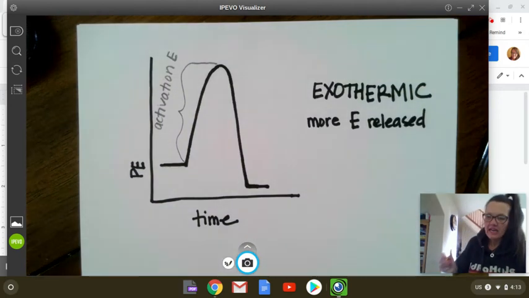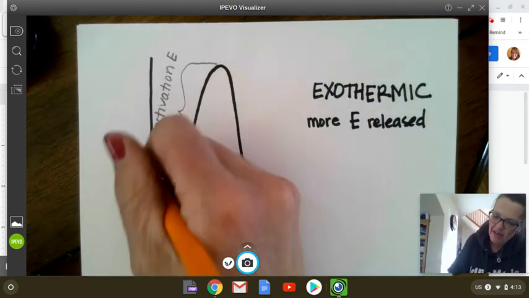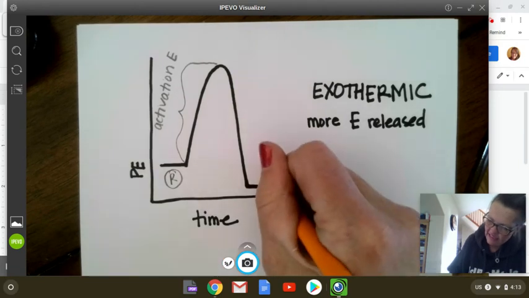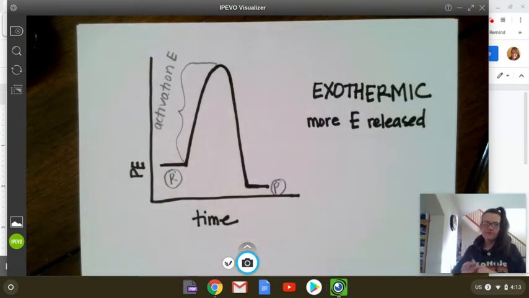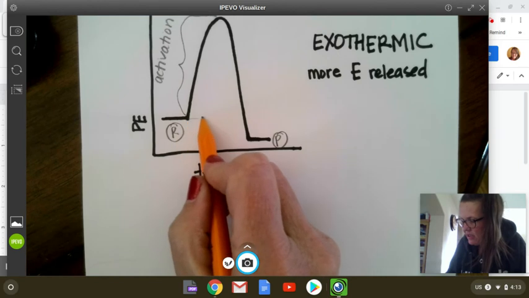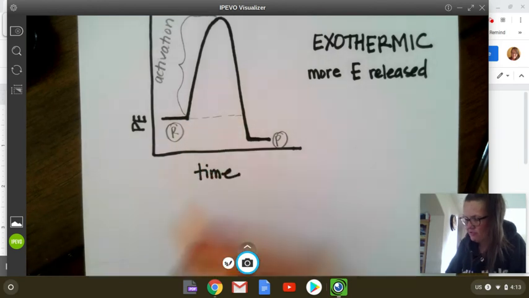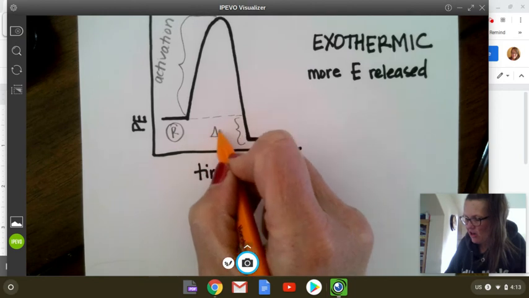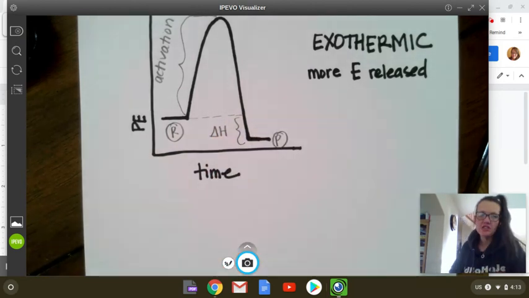Okay. And of course, since this is where we started our reaction, these are our reactants, and that makes these our products. Okay. So this is a potential energy diagram for an exothermic reaction. The other thing that I want you to keep in mind is that what we want to really compare is the difference between these two values, right? This value, this right here, this difference. This is what we call our delta H, our change in energy.